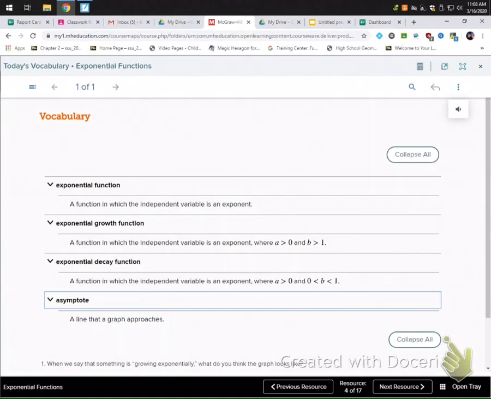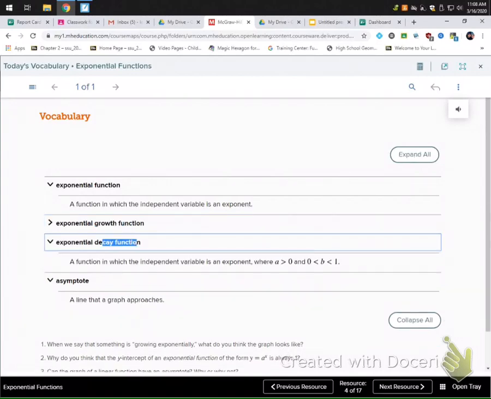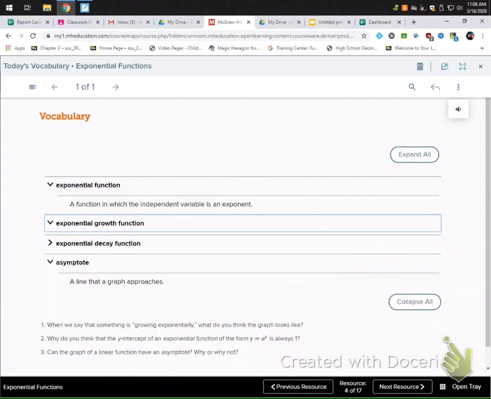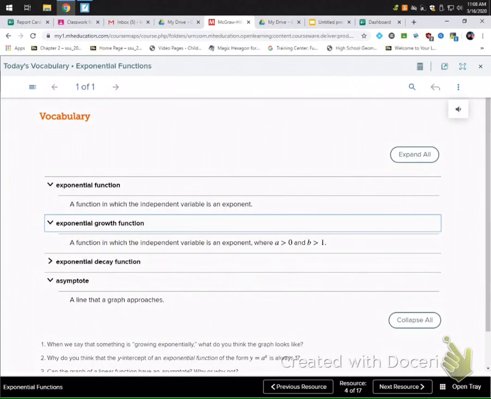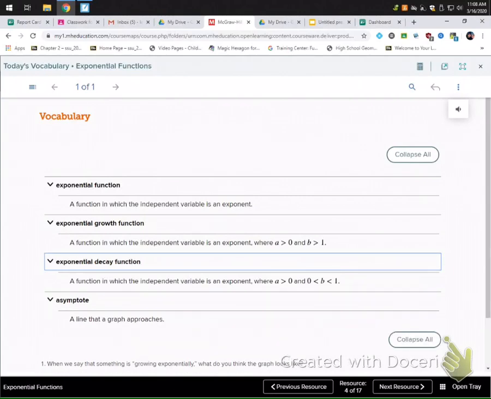And I would like to point out to you the difference between the growth function and the decay function. If you look at the values for the growth function, our b has to be greater than 1 and a has to be greater than 0. But if you look at the decay function, our value of b is in between 0 and 1. So if it's going to be a growth, it has to be greater than 1, and if it's going to show decay, it has to be greater than 0 but less than 1.